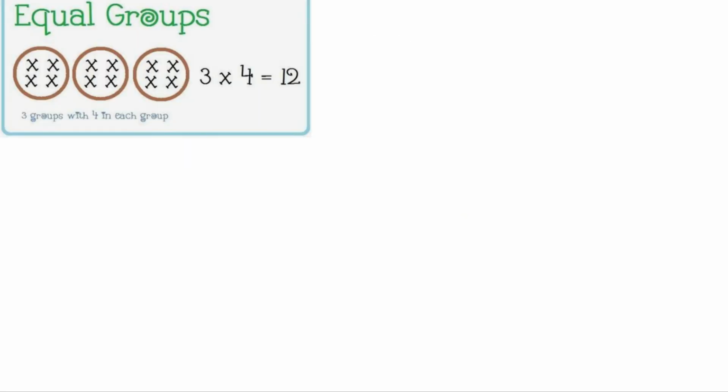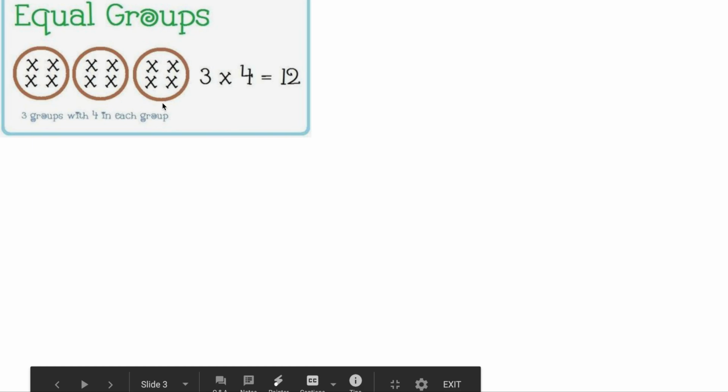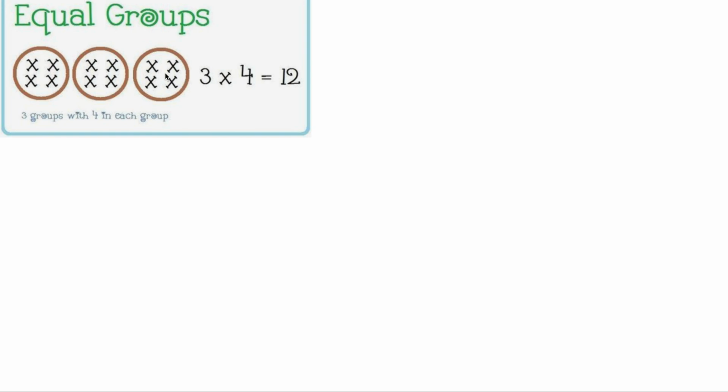We can also use the equal groups model. We actually do this a lot of times too because we can easily model with actual objects like M&Ms or cookies, teddy bears, something like that, right? You can just use whatever you have in your classroom. So that's very easy, and we can show, for example, you have 3 groups, and in each group, you're going to have an equal amount. That is the key here, right?